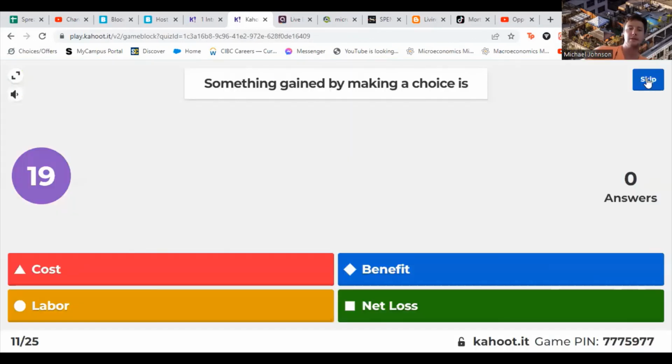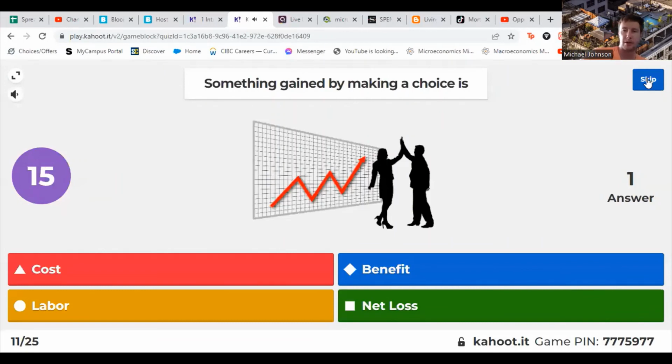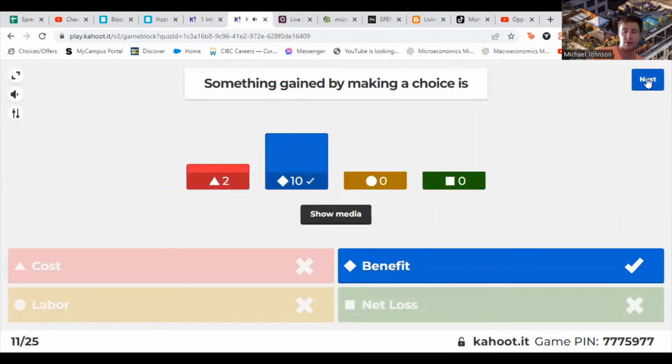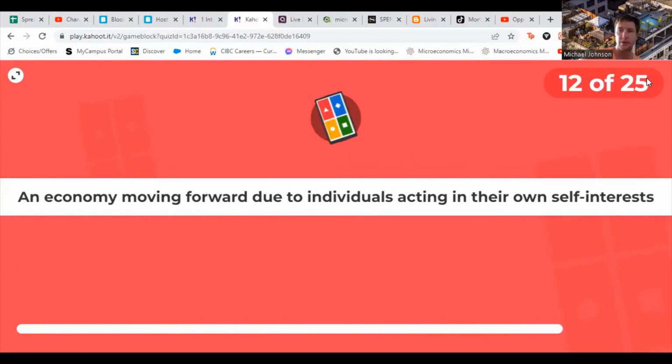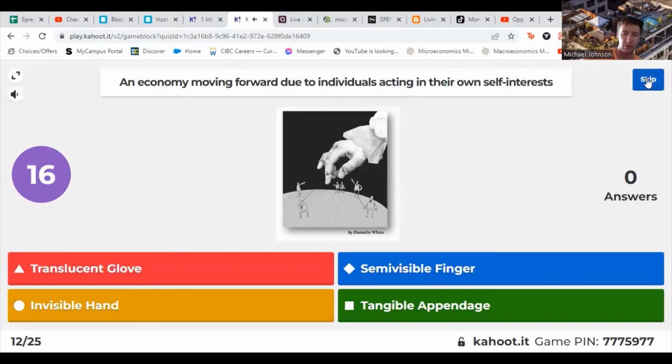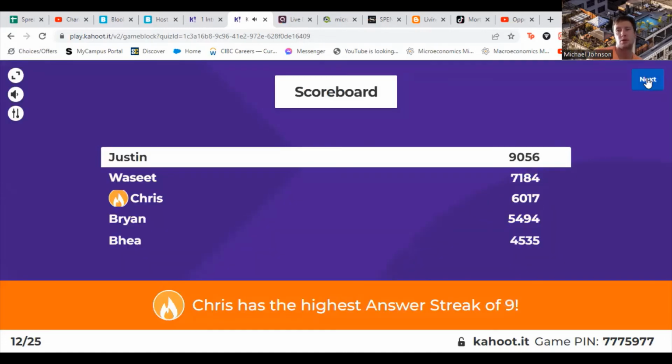Something gained by making a choice is: red is cost, blue is benefit, yellow is labor, and green is net loss. Blue is the benefit, the right answer. The question is, an economy moving forward due to individuals acting in their own self-interests. Is that red, translucent glove, blue is semi-visible finger, yellow is invisible hand, or green is tangible appendage? Which one would it be? So invisible hand is the right answer.